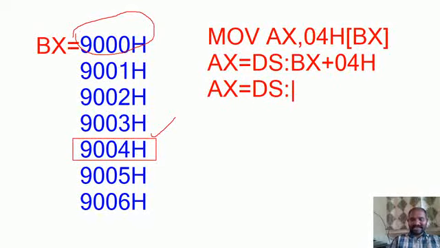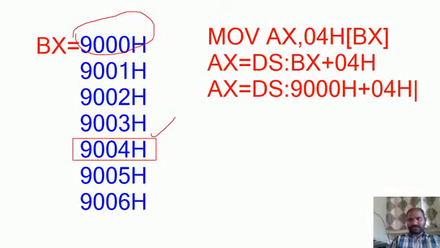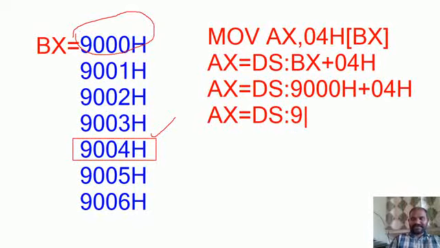The BX value is 9000H, plus 04H. So finally AX equals DS colon 9004H. In this case, AX is loaded with the memory content specified by the offset address 9004H. So this offset address is nothing but the displacement value within this particular array.